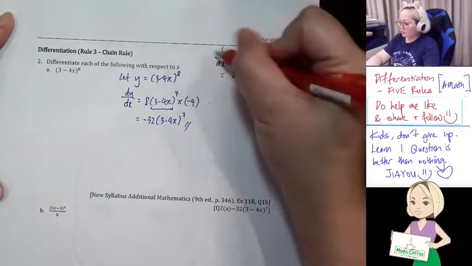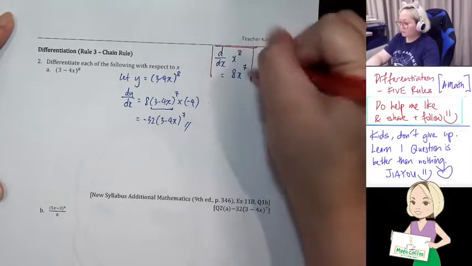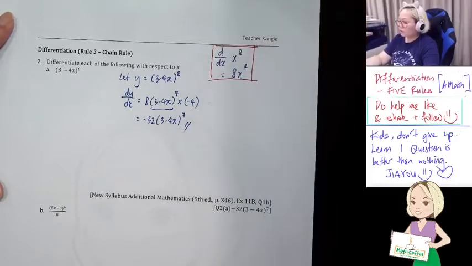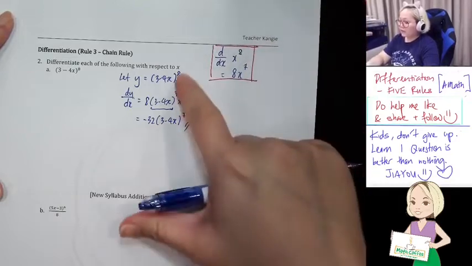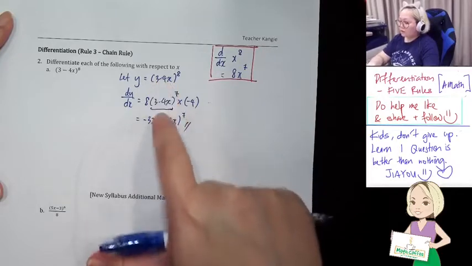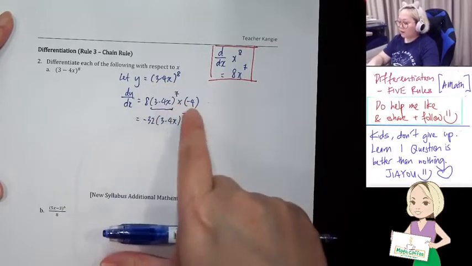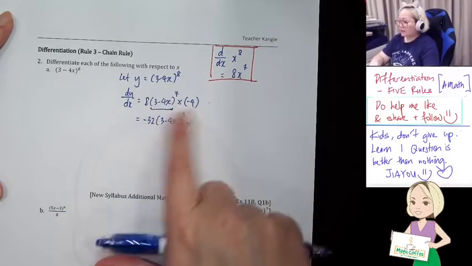So for me, I don't use the u. I will just say, okay, bring the power down, copy, power minus 1, multiply by differentiate inside. And then just simplify it.